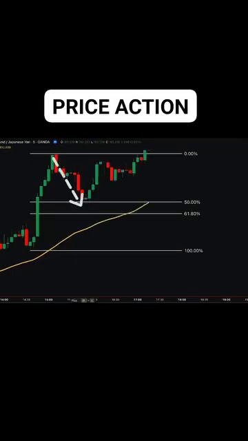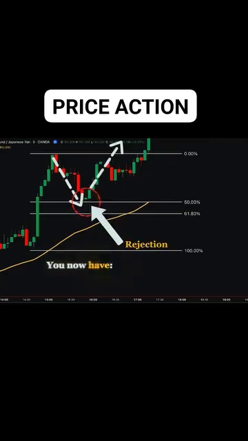Price starts to retrace. It slowly moves down. Then it taps the 50% or the 61.8% zone and gets rejected. A bullish candle forms, momentum shifts, and price starts moving up again. That's your entry. You now have a strong trend, a Fibonacci level, and a signal.